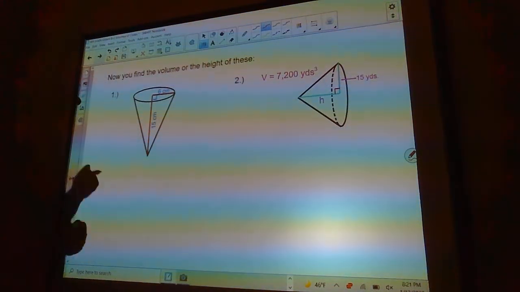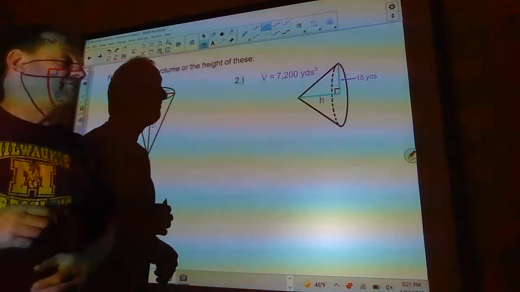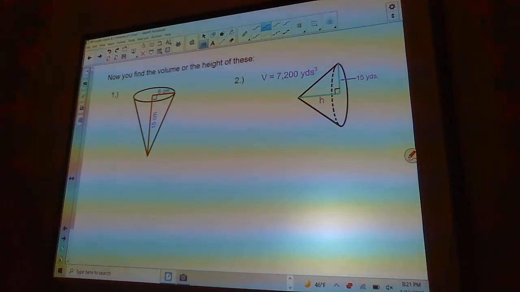On this one, you're going to go ahead and find the volume, and on this one, you're going to go ahead and find the height. So I'll give you a second to pause the video here and do these two problems, and then jump back on and see how you did.